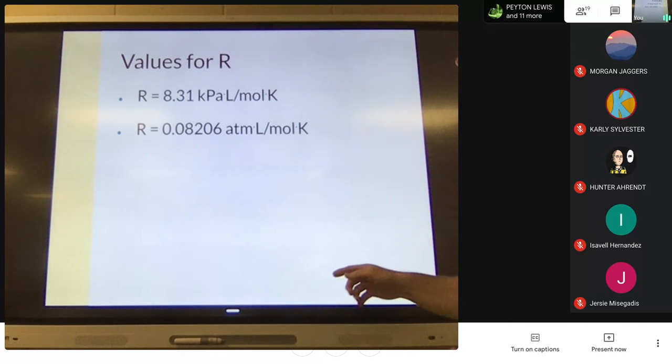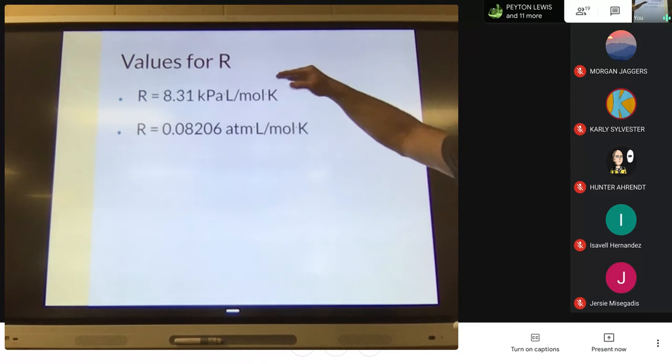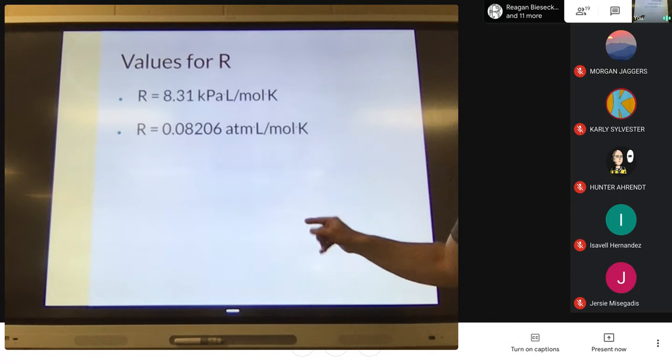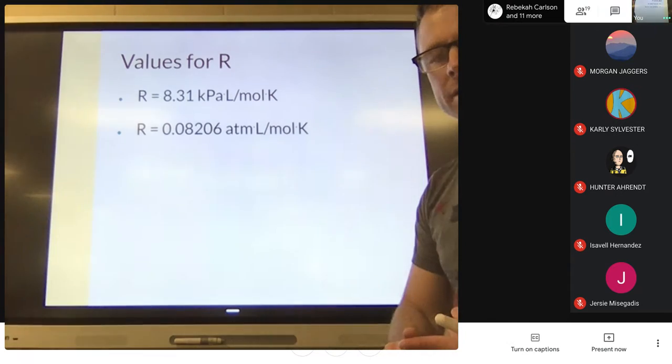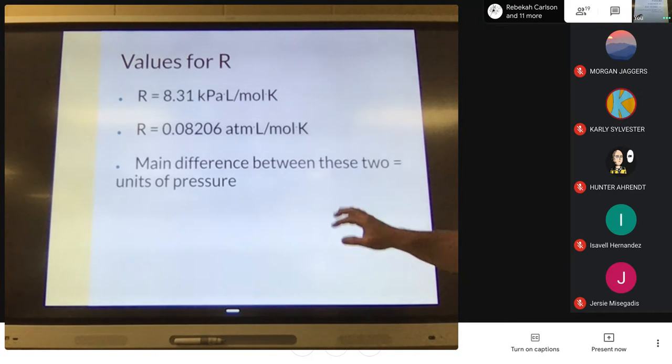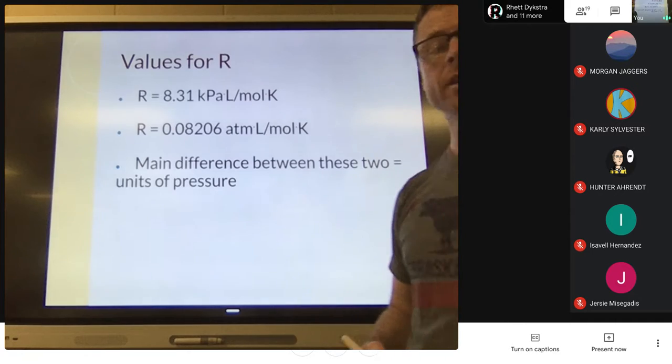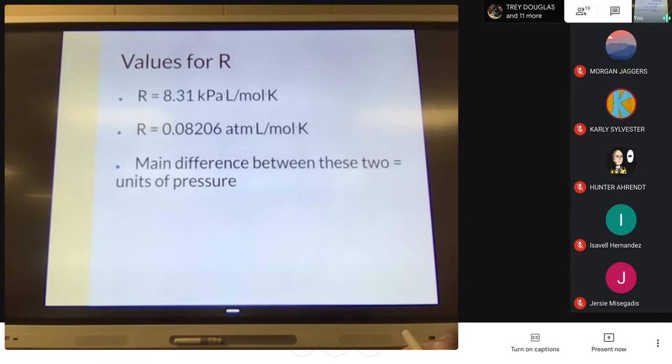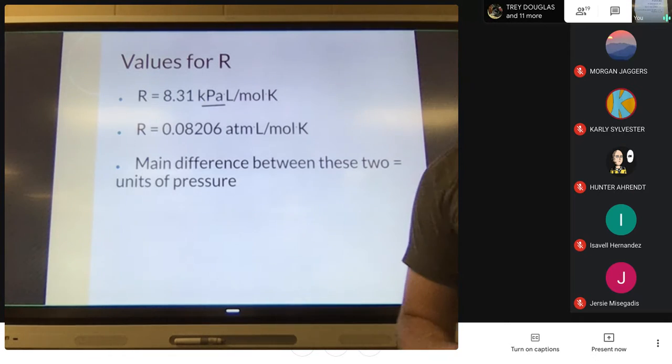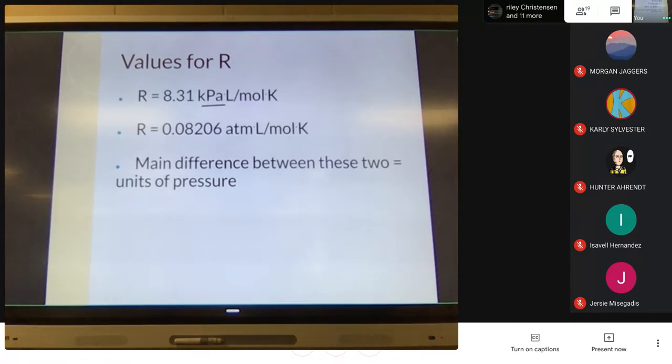Well, here's the deal. These two things are going to be the values for R that you're going to use when you pay attention to which pressure you want, which pressure you are given. So the main difference between these two numbers is the units of pressure. In other words, if we're doing a calculation where we're given a pressure in kPa, or we want the answer for pressure to be in kPa, we're going to use the top one. If we do a problem where the pressure is given to us in atm, then we're going to use that number. Literally, all I want you to think of is that it's a number that you're going to plug in.